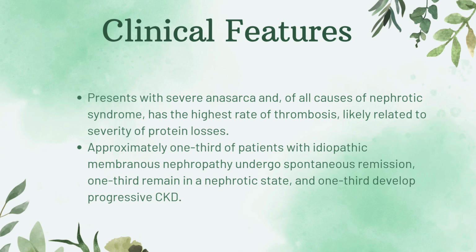The disease course is variable. Around 1/3 of patients with idiopathic membranous nephropathy experience spontaneous remission. Another 1/3 remain persistently nephrotic, and the remaining 1/3 progress to chronic kidney disease. Early identification and risk stratification are therefore crucial for guiding treatment and monitoring.